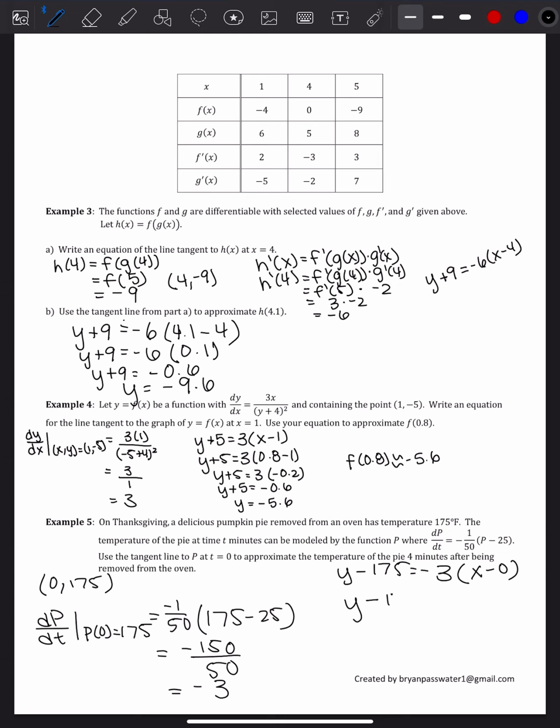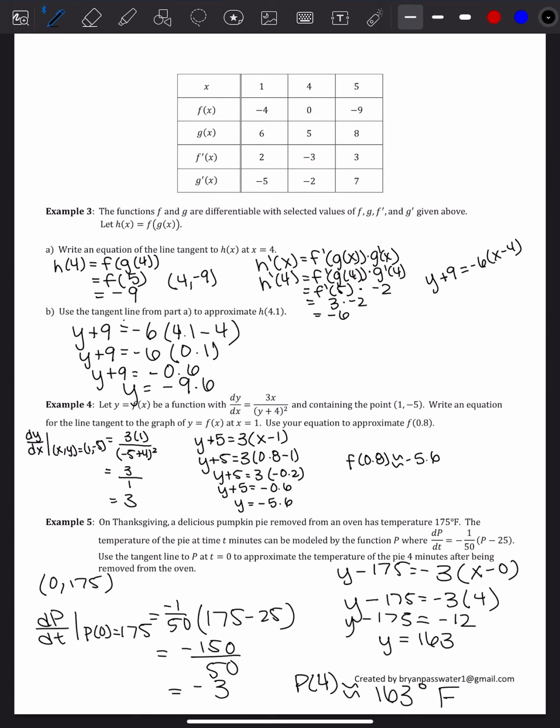So y minus 175 is equal to negative 3 times 4. We get negative 12. And we're going to add 175 to both sides. So y is equal to 163. So the temperature approximately will be P of 4 is about 163 degrees Fahrenheit.